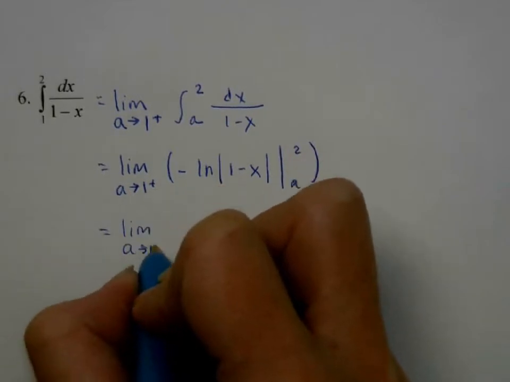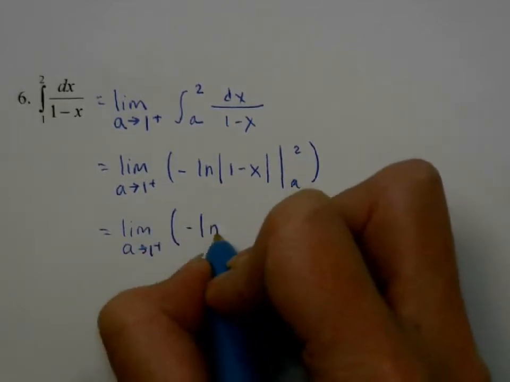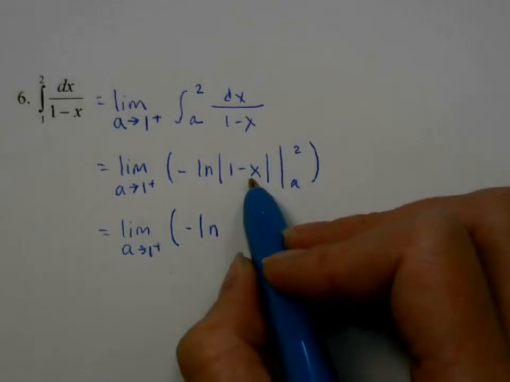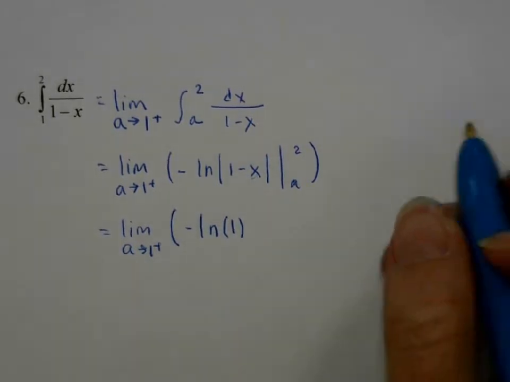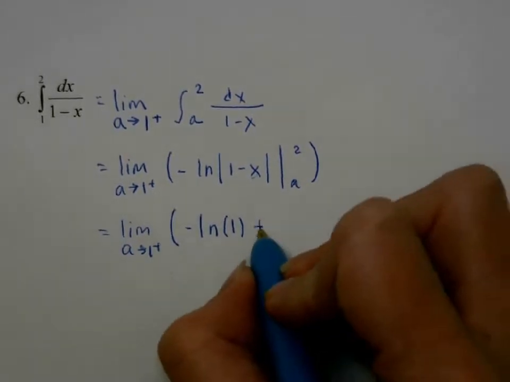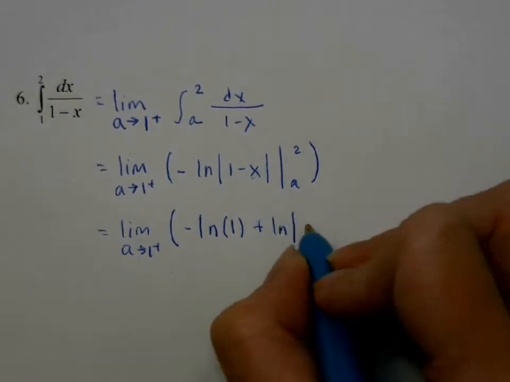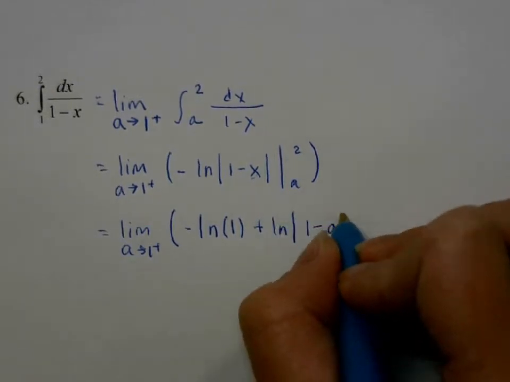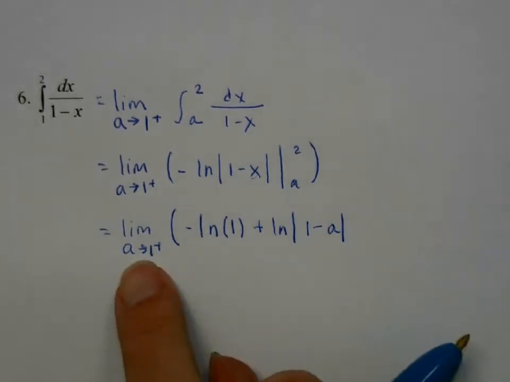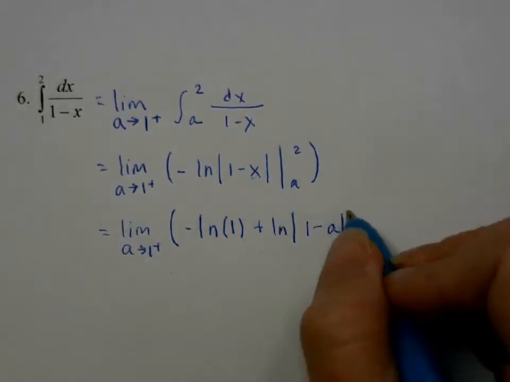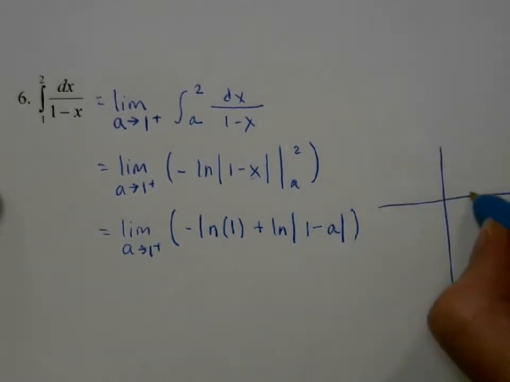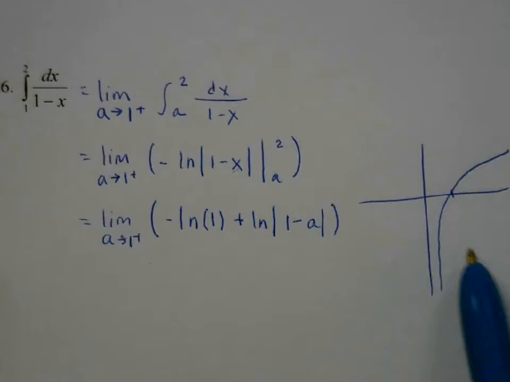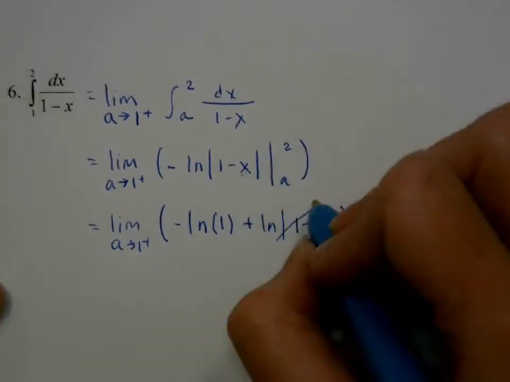So that's going to be negative natural log. If I plug in a 2, that's going to be negative 1. So that ends up being 1, since it's the absolute value. Minus negative natural log of 1 minus a. So as we go to 1, this goes to 0. Okay, so what is the natural log of 0? Again, looking at a graph, natural log looks something like this. So as natural log goes to 0, it's going to negative infinity. So this one is divergent.